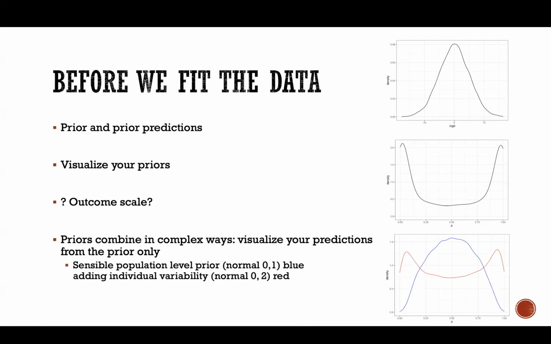And we see that the population prior is very sensible, but again, it's going to expect that the participants either learn nothing or learn everything. Does that make sense? Which is why we need to be very careful about priors. They combine, they're a mess.